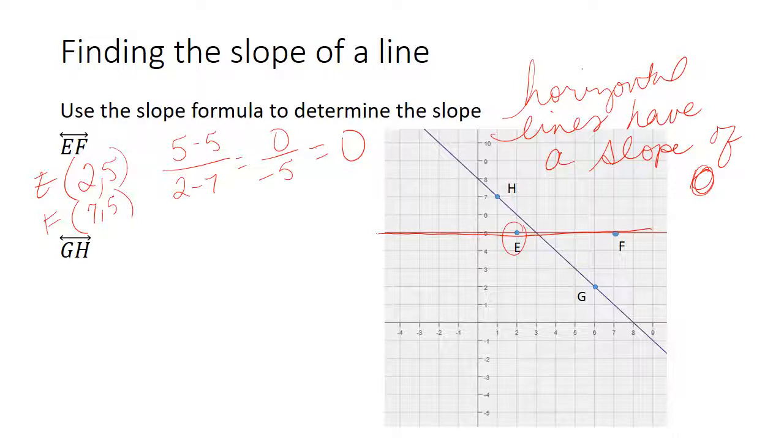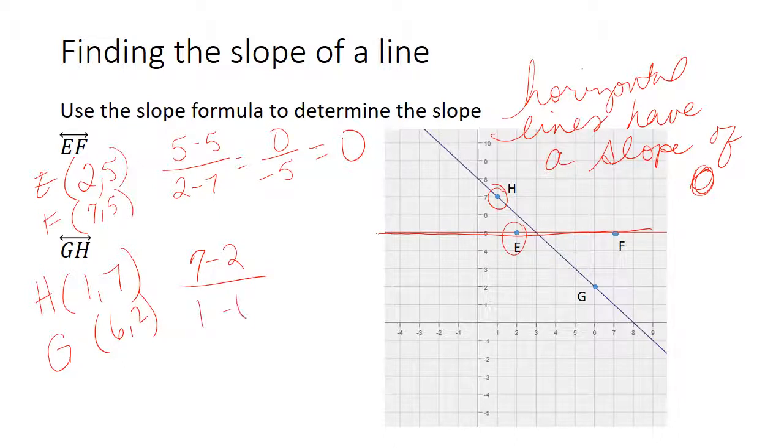All right, let's look between G and H. So H here, I'm going to take that one first. It doesn't really matter which order you put them in. H is at (1, 7). And G is at (6, 2). So I'm going to find my difference between my y's. I'm going to do 7 minus 2 divided by 1 minus 6. That will give me 5 over negative 5, or a slope of negative 1.